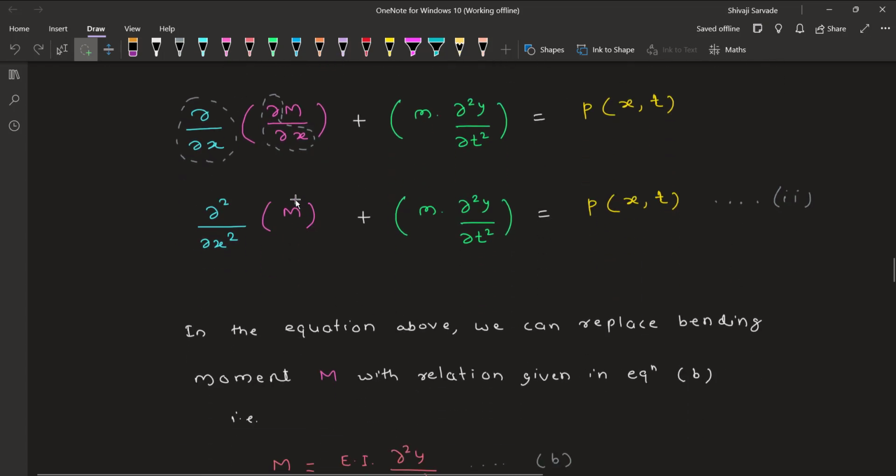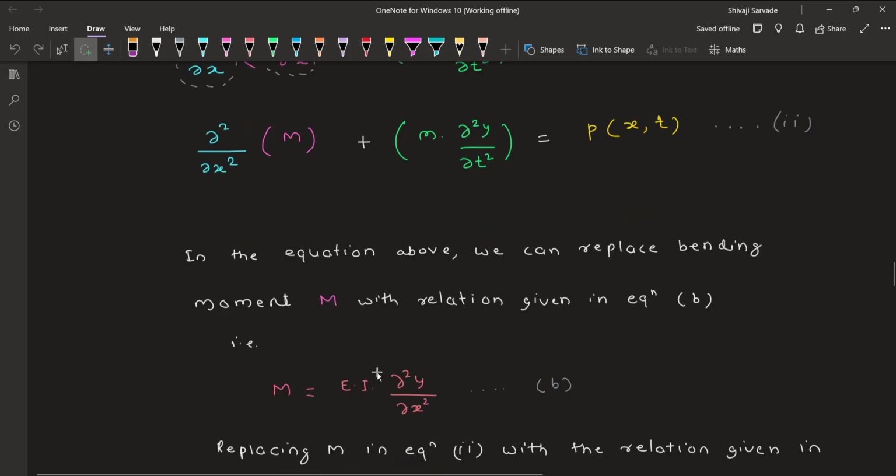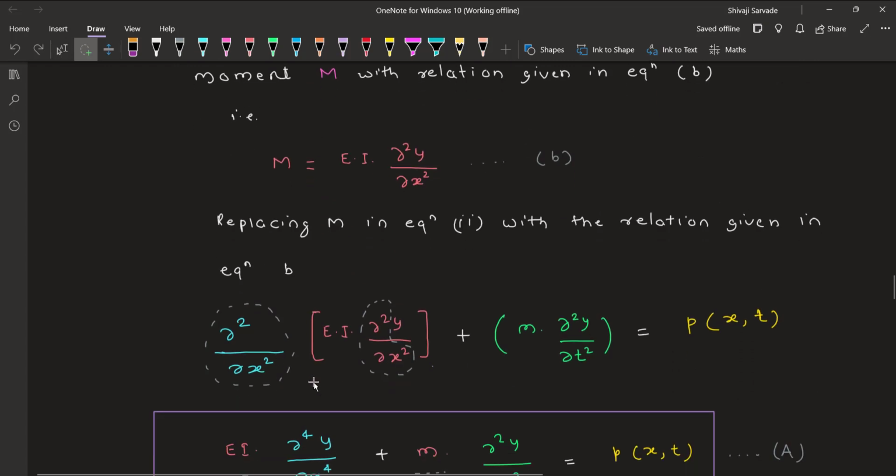Now again we have a relationship for this M. This M can also be replaced. We have its relation with respect to displacement: EI ∂²y/∂x² is nothing but the bending moment. So this ∂²/∂x² stays the same, but this M will be replaced with EI ∂²y/∂x². Okay, so let's replace this. This ∂²/∂x² comes out, and this M which was there in the equation gets replaced with EI ∂²y/∂x². Rest everything stays the same.